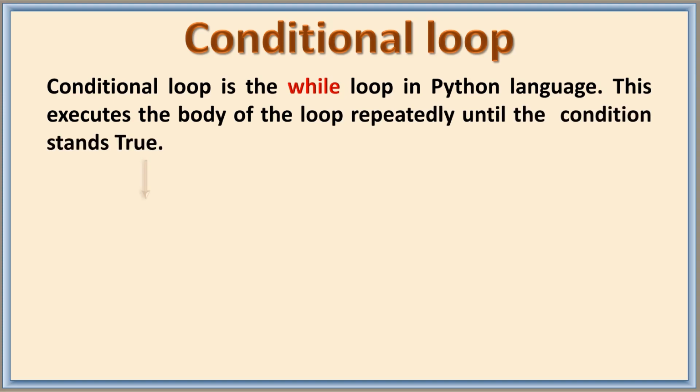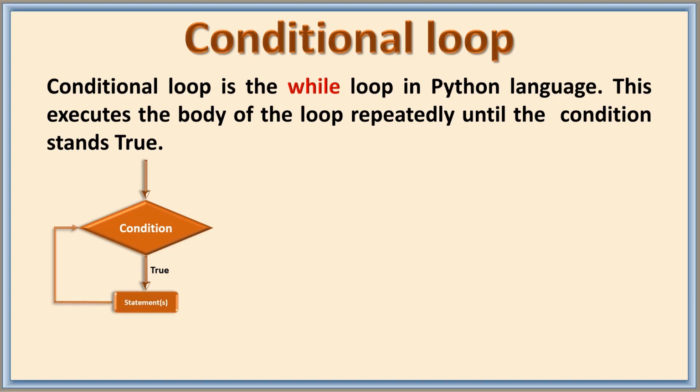The working of while loop is: when the condition is true, the loop body gets executed. After all the statements in the body are executed, it continues to check the while loop condition again. If this stays true, it continues executing the statements, and when it evaluates as false, it exits the loop.